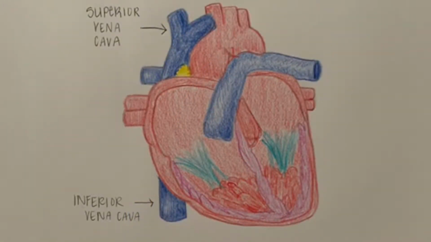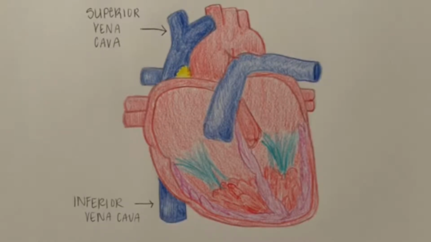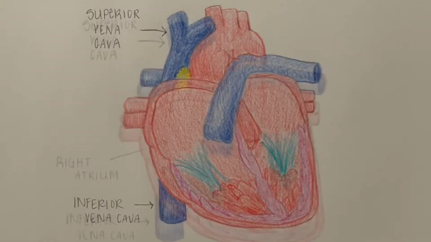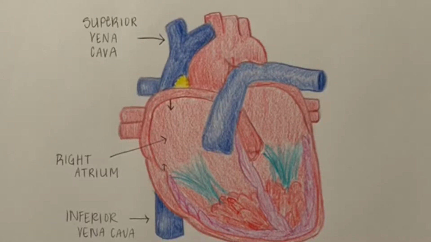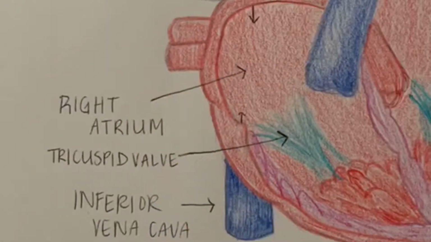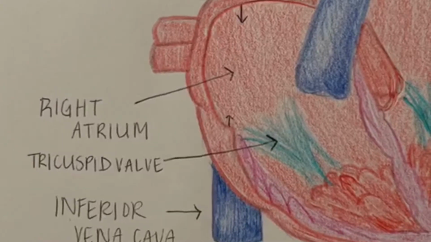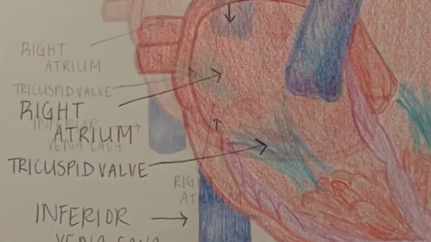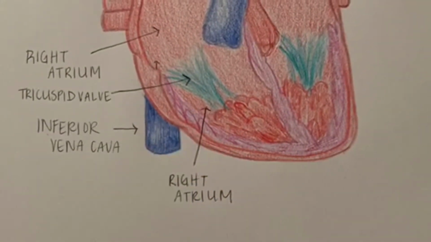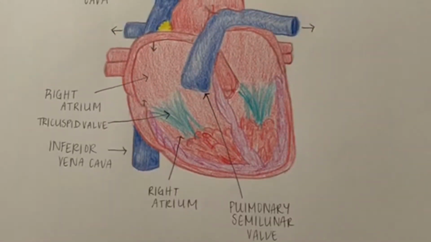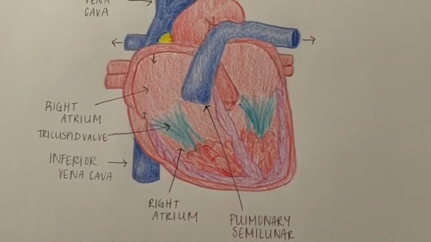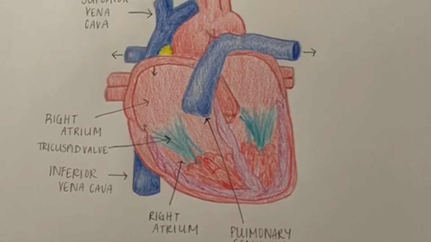The blood first enters the heart deoxygenated from the superior and inferior vena cavas. From the vena cavas, the blood enters the right atrium. So the blood first goes through the first valve of the heart, which is the tricuspid valve. The blood now enters the right atrium.